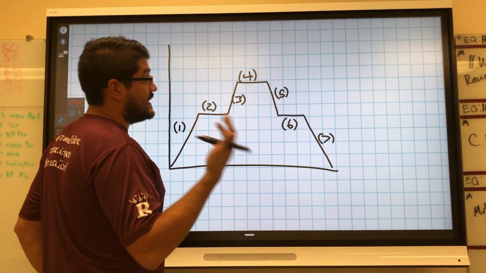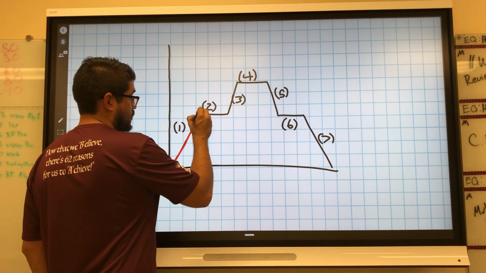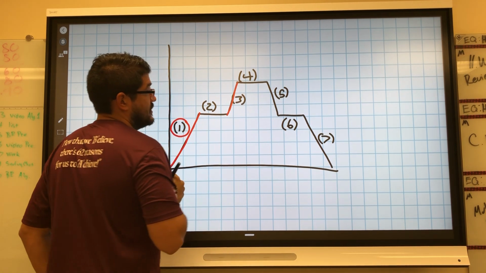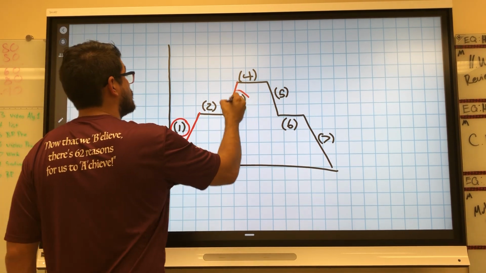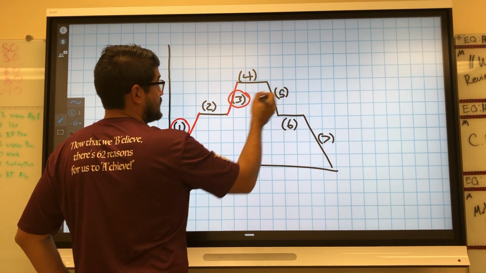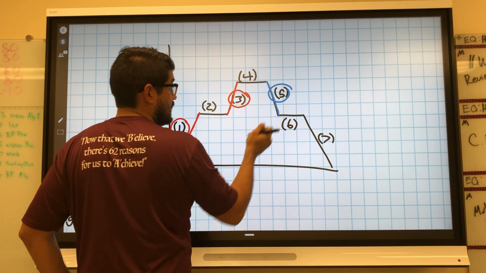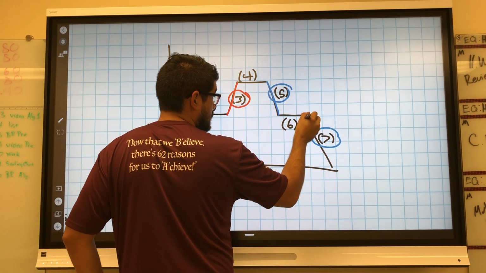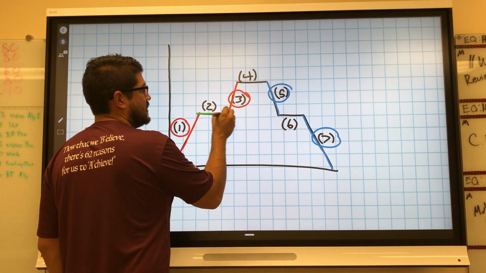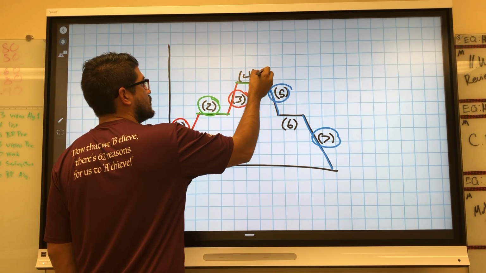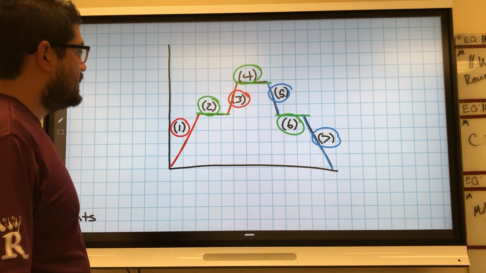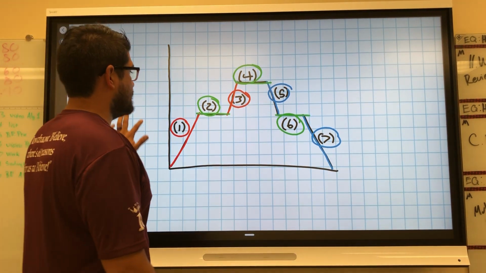So if I said where is it increasing, it would be increasing on 1. This is increasing. It would be increasing on 3 as well. And that's it. Those are the only 2 that are increasing. If I said when is it decreasing, you could say it's decreasing on 5 right here. And it's decreasing on 7 right here. And the last one is when is it constant? It's constant here on 2. It's constant here on 4. And it's constant here on 6. And that's it.